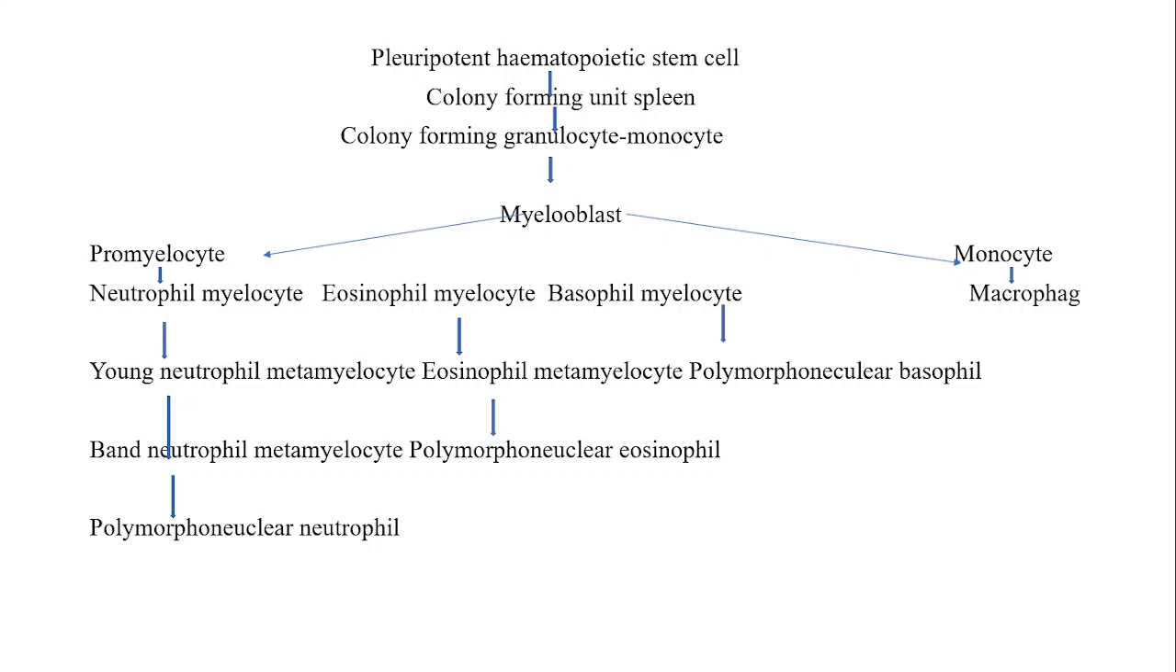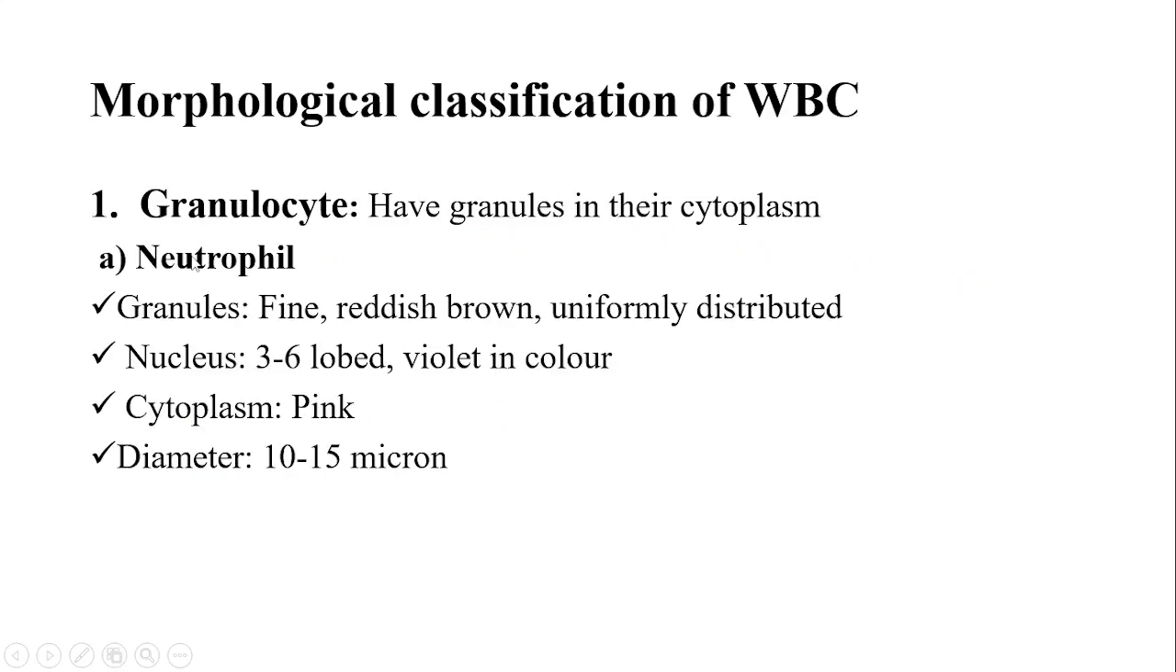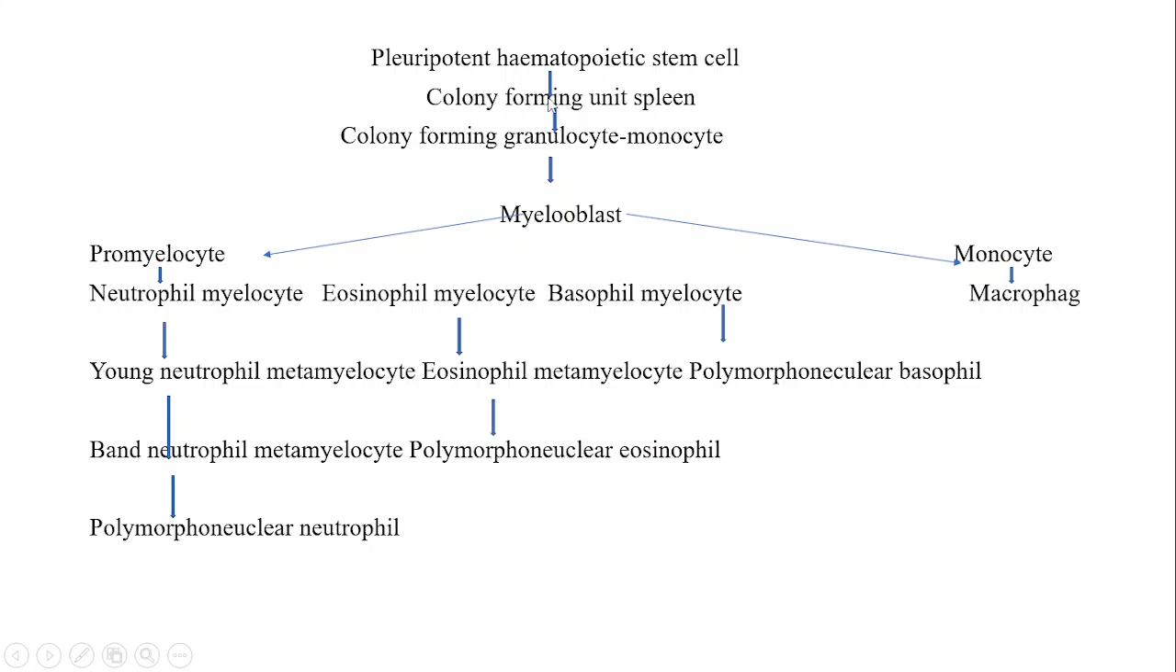Now they will form the colony forming unit in spleen, and then from there they will ultimately convert into a committed stem cell. Committed means now they have committed to differentiate into a specific cell type. Either they will convert into RBC or WBC or platelet. From this stage they are committed to differentiate into one particular cell type. So this is the premature stage of WBC, that is called myeloblast.